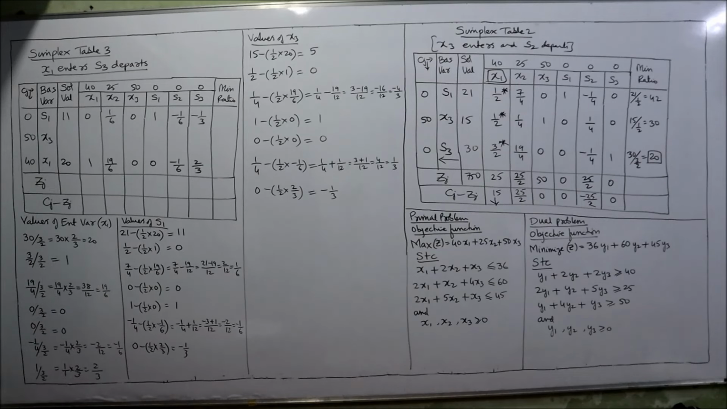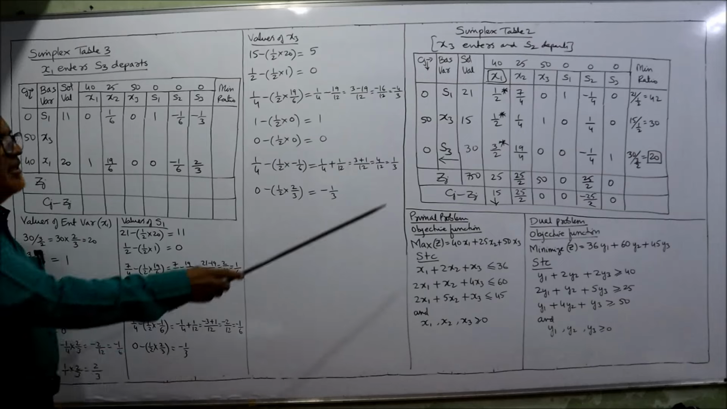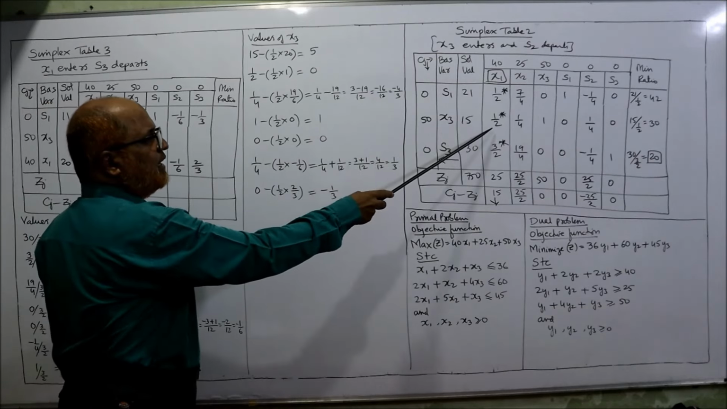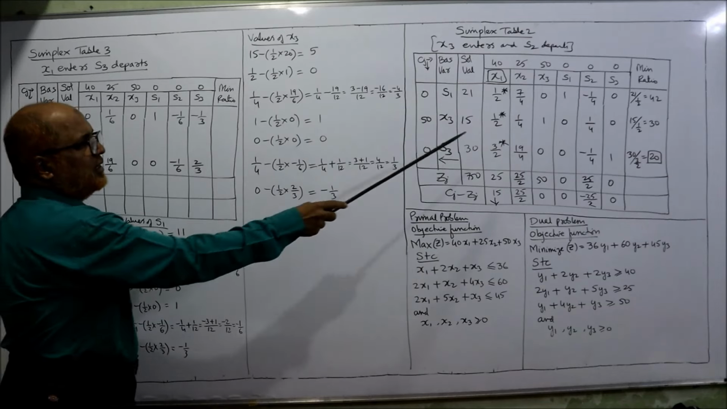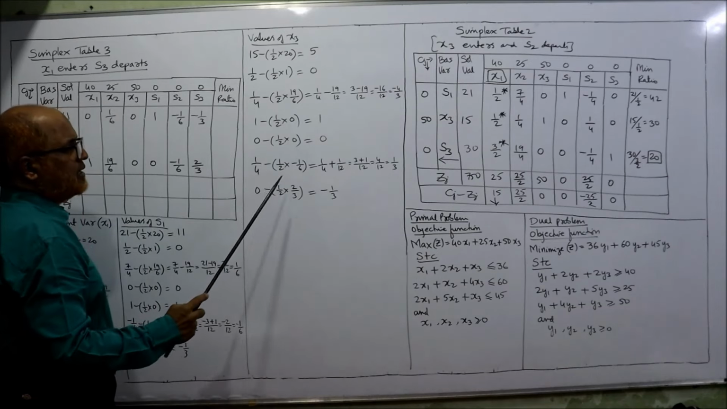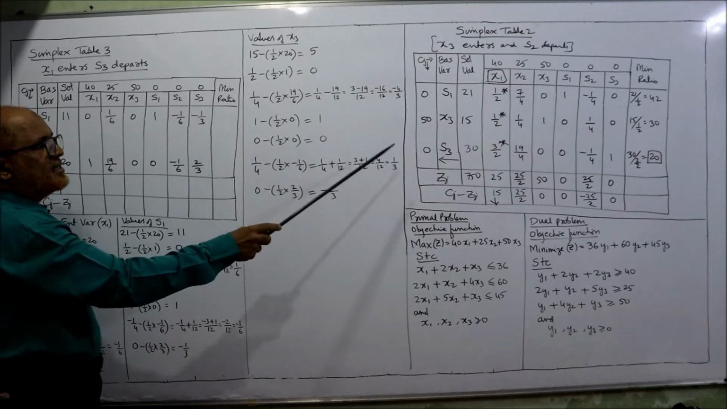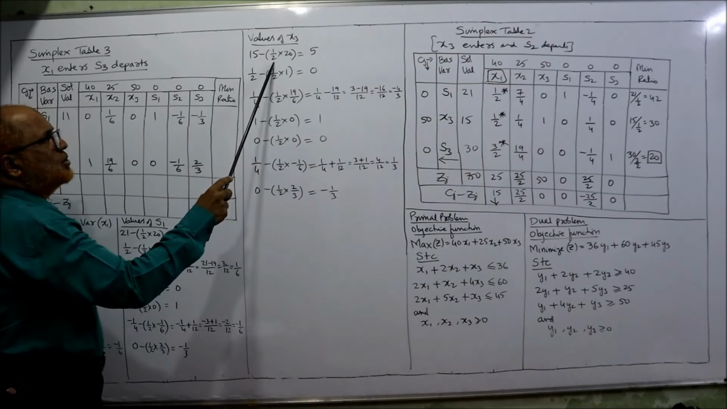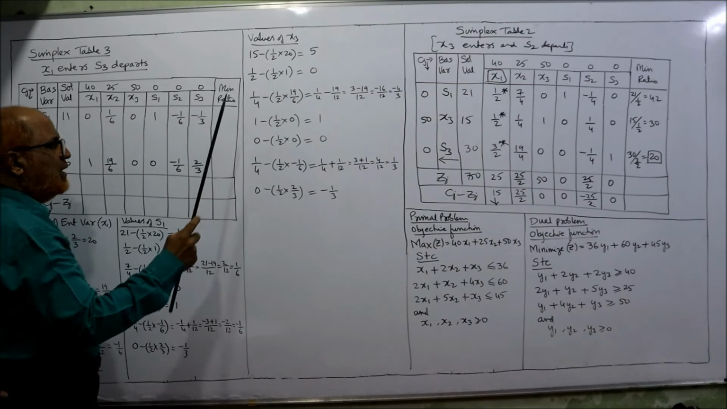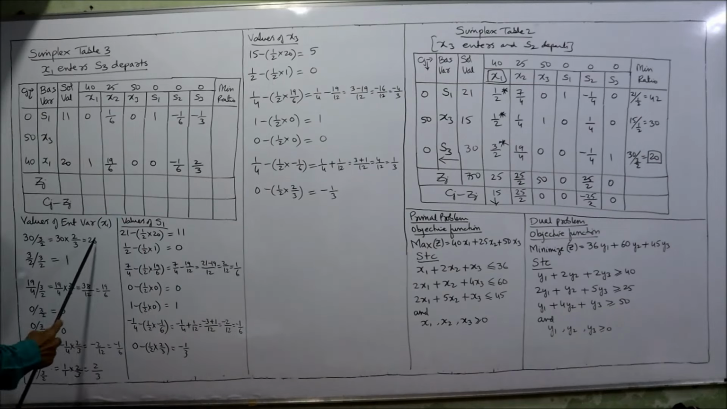Now finally we need the values of X3. Same formula, old values of X3. See here, the old values of X3 are 15, 1 by 2, 1 by 4, then 1, 0, 1 by 4 and 0. Minus the intersectional element of X3, which is 1 by 2, into the values of the entering variable: 21, 19 by 6, 0, 0, minus 1 by 6, 2 by 3.